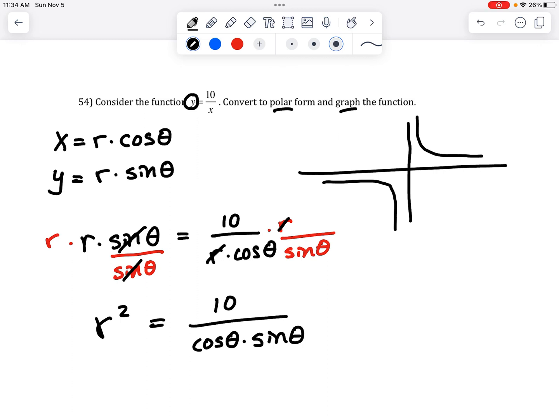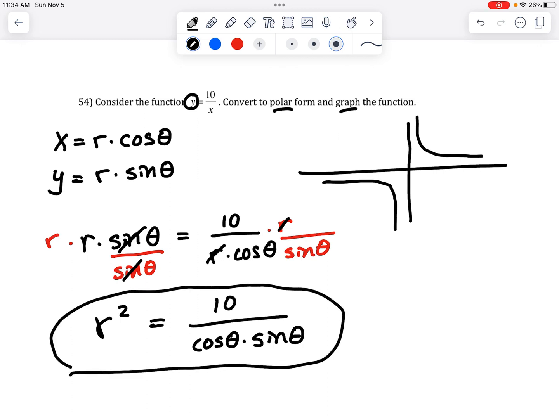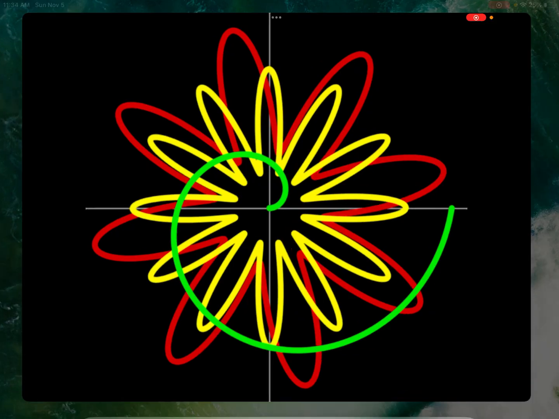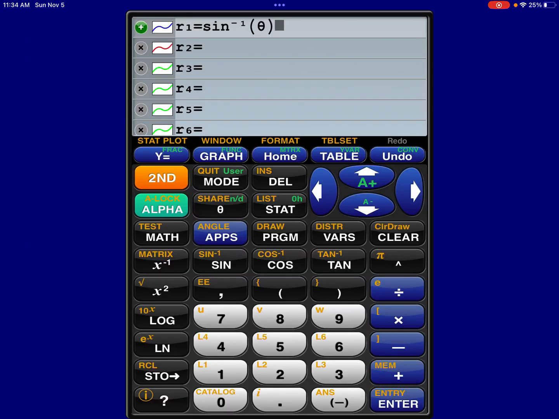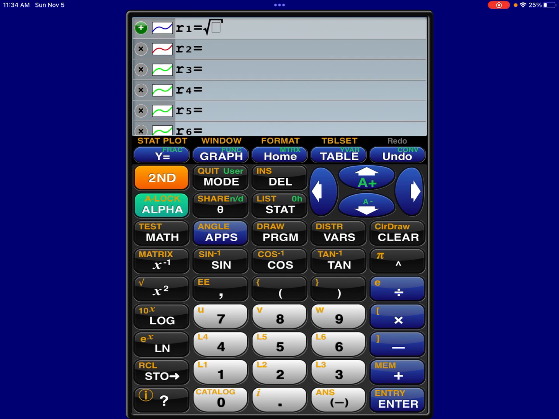So part of the directions said to convert it. And I've converted it. Now when I graph that thing, it should give me this graph over here, thus denoted by smiley face. So since it has r squared, I'll need to take the square root to both sides. So go to the graphing calculator, make sure that it's in polar form, and then do the square root in order to solve for r.